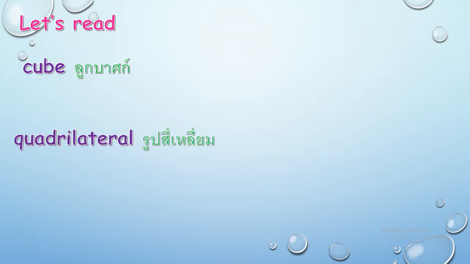Now, our topic last time had many vocabulary words that are very important in the next coming weeks that you will be encountering or reading or hearing, such as cube. What does cube mean? ลูกบาศก์ Next is quadrilateral. We've used the word quadrilateral already last time. Next, square.